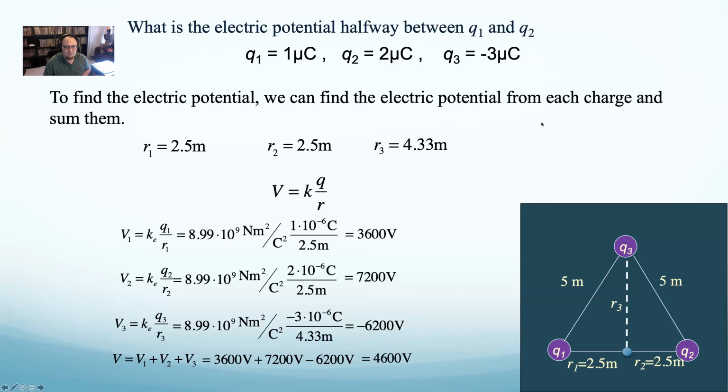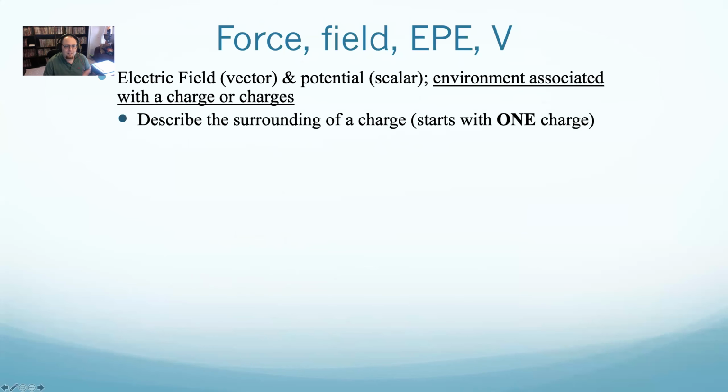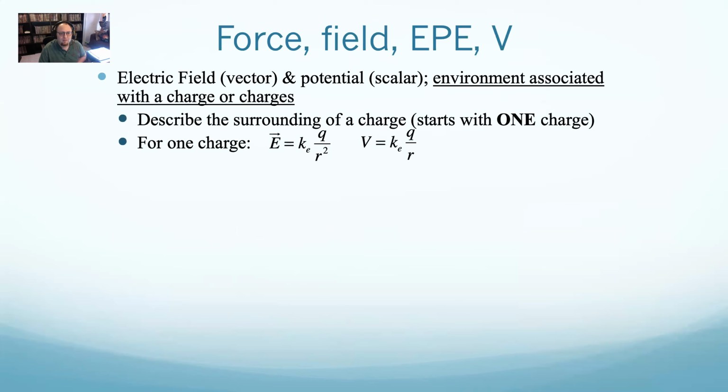What that means so far this class is we have Coulomb force, electric fields, electric potential energy, and voltage. And all of them have very similar looking equations. For one charge, the electric field is kQ over r squared, while the voltage is kQ over r. That's what you can use to describe what surrounds one charge, where electric field must be a vector, voltage is not.